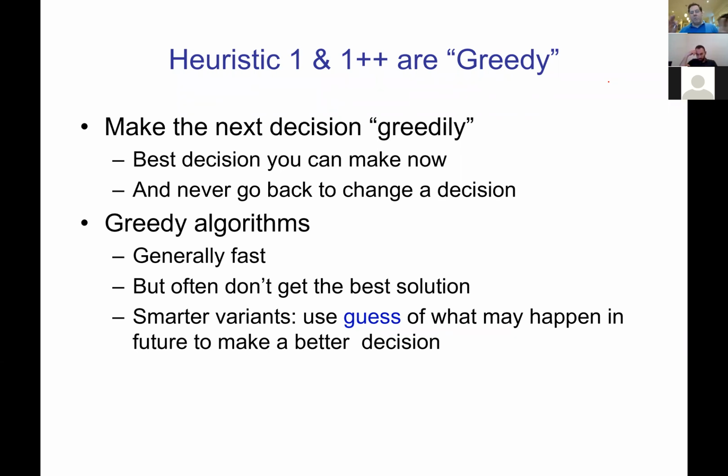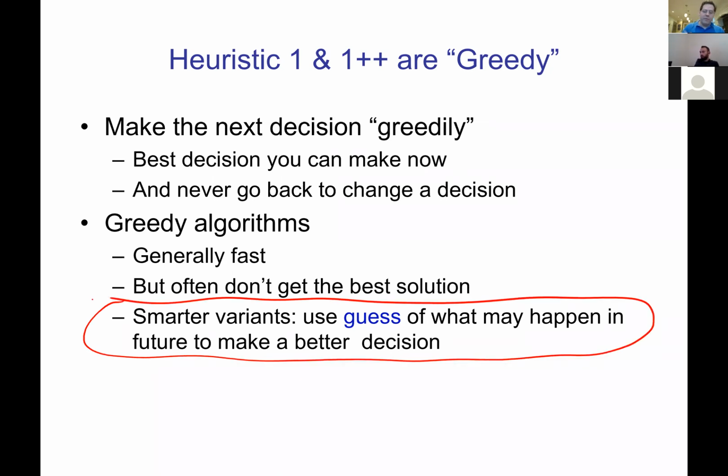So these are a powerful class of algorithms, fast, usually don't get the best solution, and they won't get the best solution for this problem, but they can get pretty reasonable solutions, and they can be made even smarter if you have them do some predictions of what will happen. If I make this decision, what will happen afterwards. I don't need to truly know. I just have some guess of whether it's good or bad, and I can use that to influence whether I do it or not.